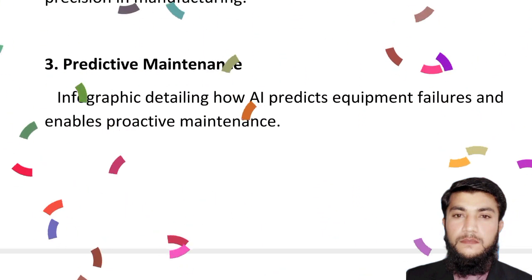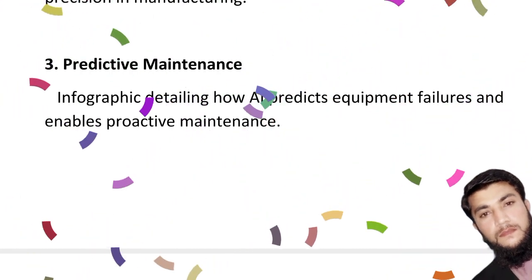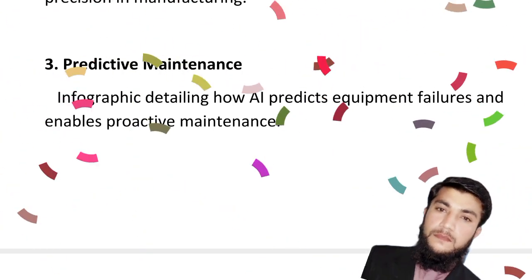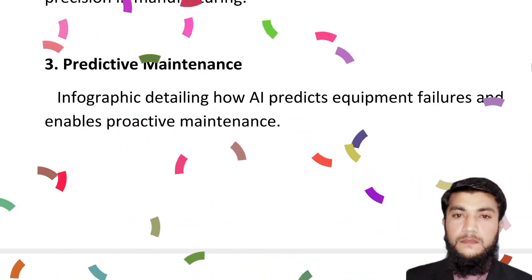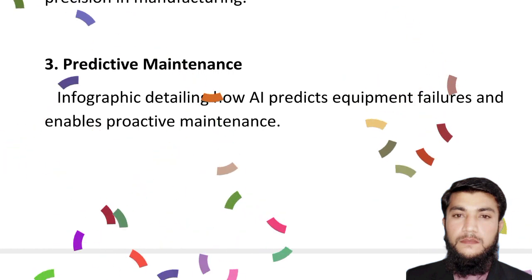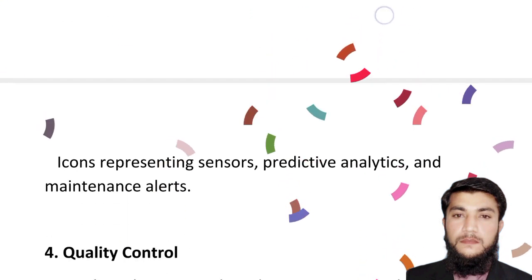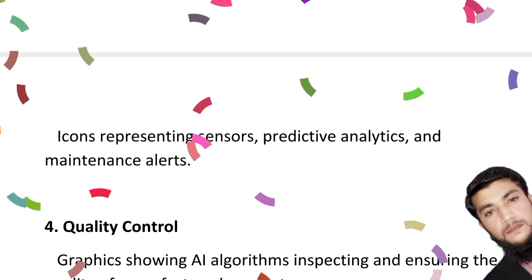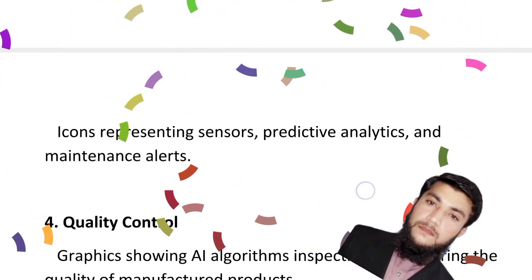Number 3. Predictive maintenance. Infographic detailing how AI predicts equipment failures and enables proactive maintenance. Icons representing sensors, predictive analytics, and maintenance alerts.